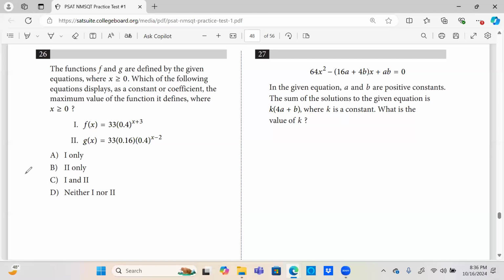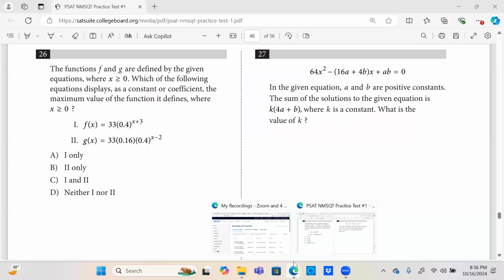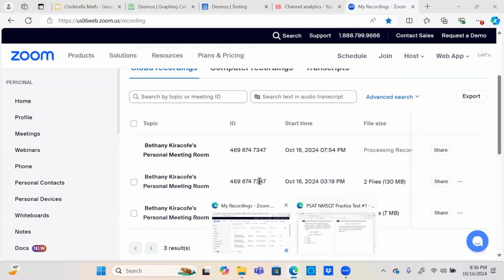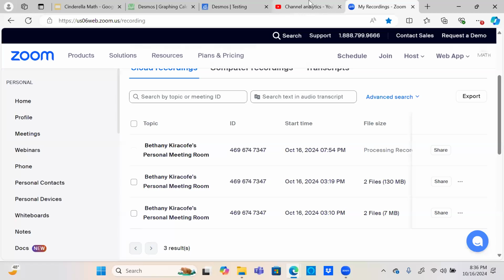Okay, so these are both exponential functions, and we're seeing which one has its maximum. Okay, let's just look at f for a second. Actually, I think let's graph it. We could do this by hand. I think a graph's going to be easier. So 33.4 x plus 3. 33.4 x plus 3. Okay, let's come back over to Desmos. Sorry, I have too many tabs open. There he is.